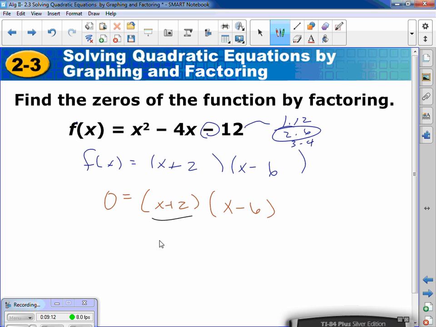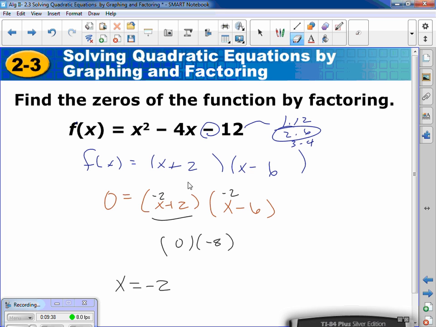Negative 2. If I made this x a negative 2, what's negative 2 plus 2? What's negative 2 times, or negative 2 and negative 6? Negative 8. What's 0 times negative 8? 0. So this is called a 0. X equals negative 2.